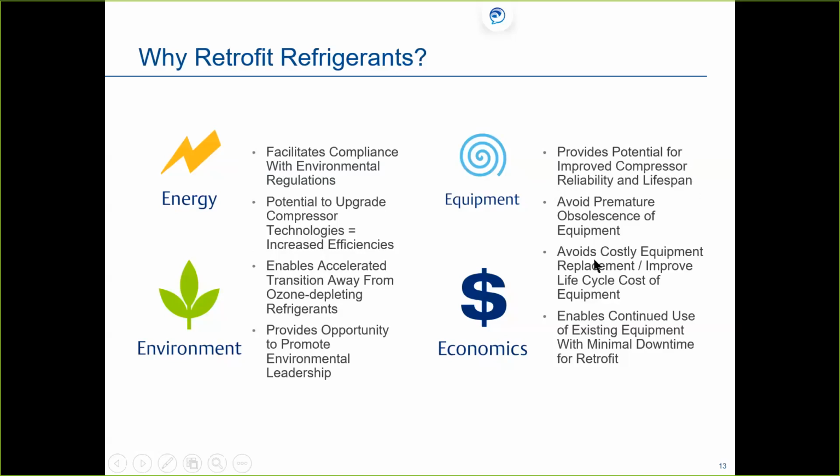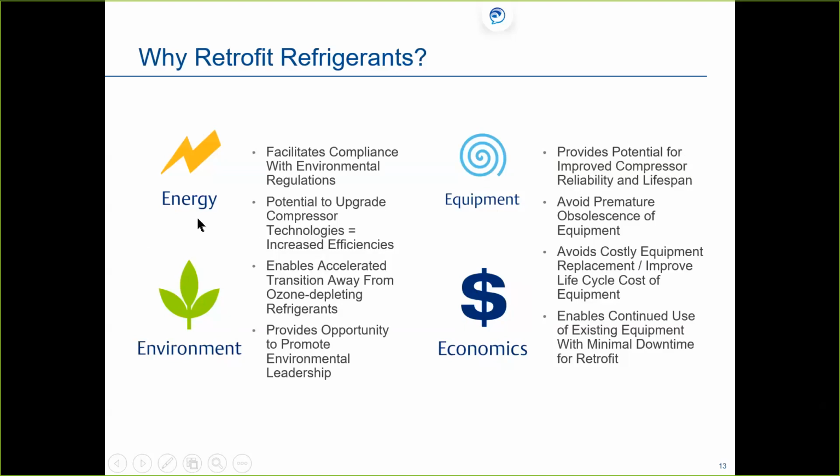And then we have the economics of it: it avoids costly equipment replacement and improves the life cycle cost of equipment. So you have Joe homeowner or Joe building owner, Mr. and Mrs. Jones, they're in the middle of this and they don't know, should they replace today or should they wait? So you have all four of these things connected together, okay? But it really all starts right down here.